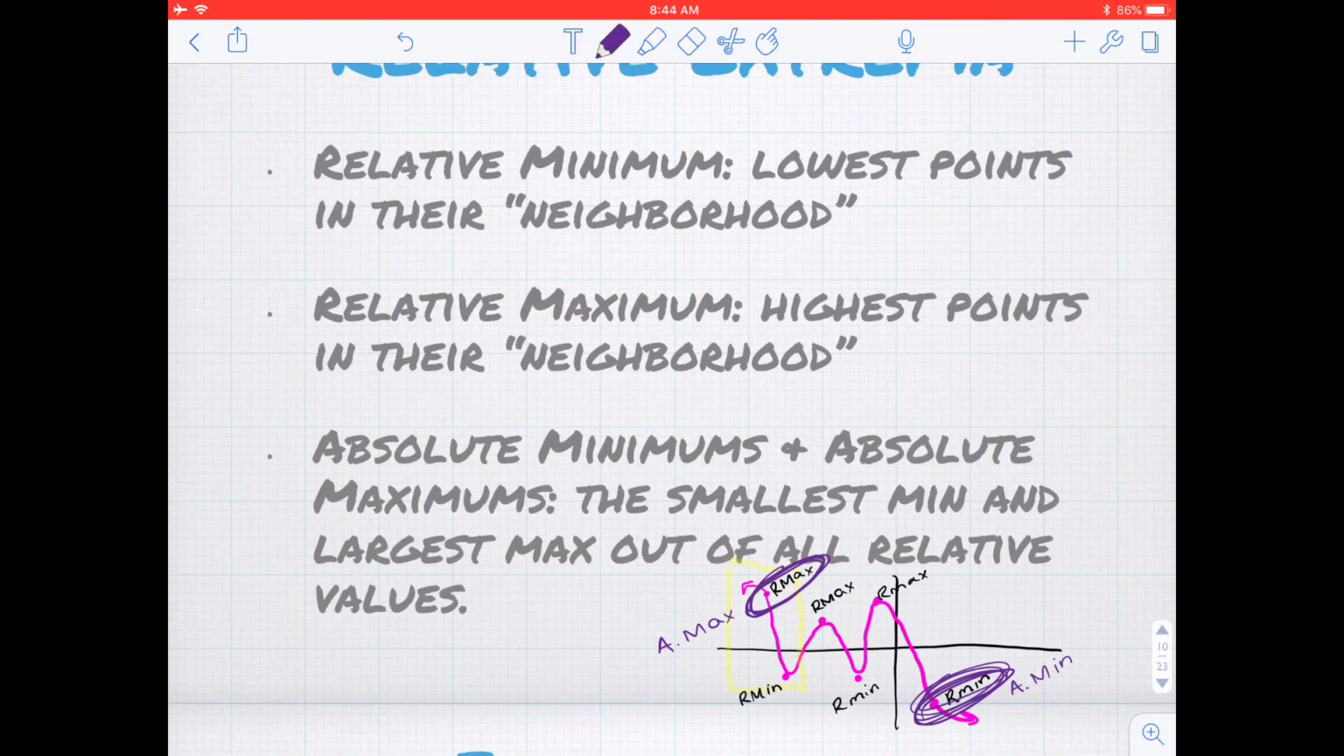Some people will only list out the y values, but I tend to write the coordinates. So if I was going to write the coordinate value of my absolute max, or write the answer for absolute min, I'd give a coordinate value for that value I've identified as the absolute min.